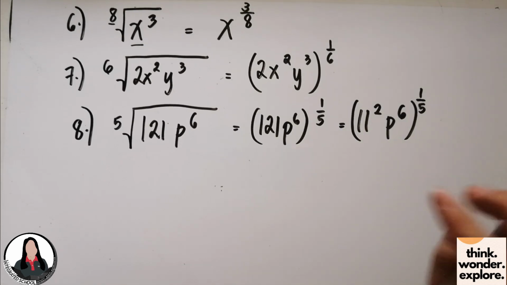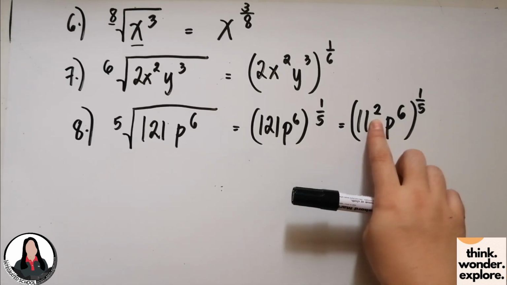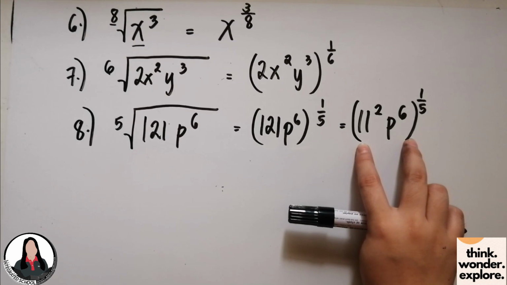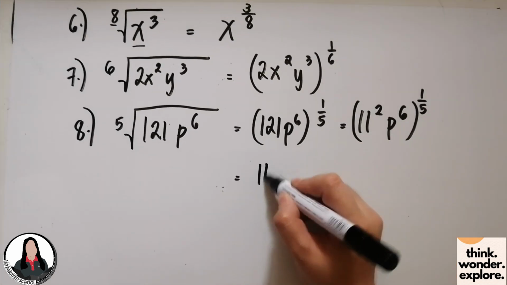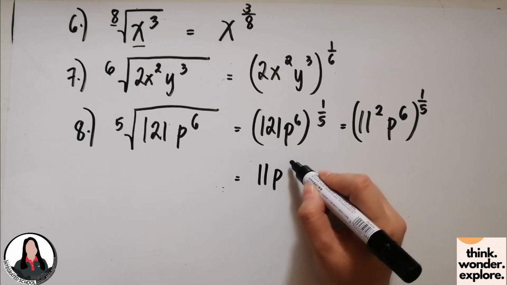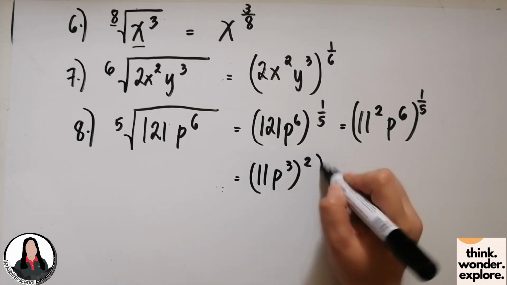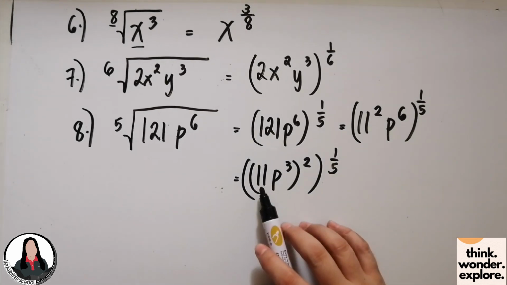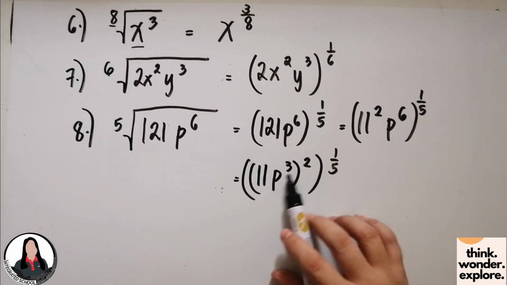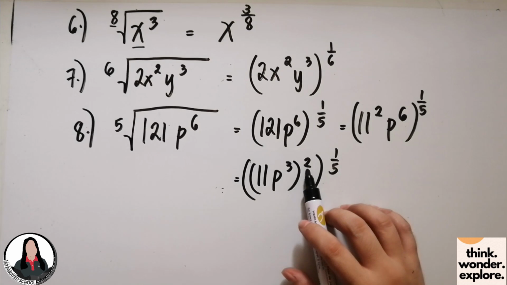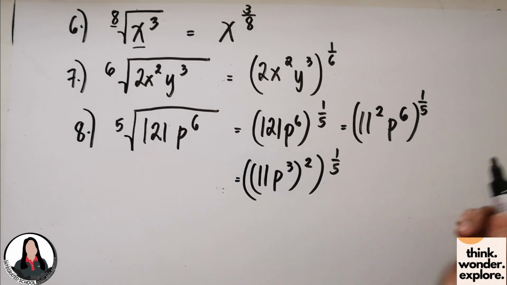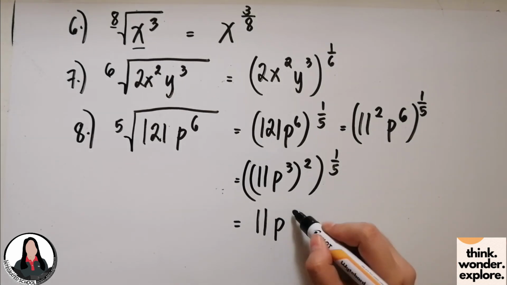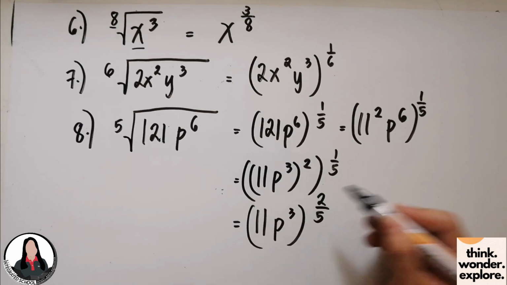And then, pwede pa natin i-factor out ang exponent na to sa loob ng ating expression or ng parenthesis. So, pwede natin siyang isulat as 11p raised to 3 quantity raised to 2 quantity raised to 1/5. Ano po nangyari? Pinactor out natin ang square root na to sa 11 squared at exponent na to sa p raised to 6 kasi 6 divided by 2, that is 3. Right? And then, nakaraise sa 1/5. So, mas madali natin siyang mai-simplify as 11p cubed quantity raised to 2/5.